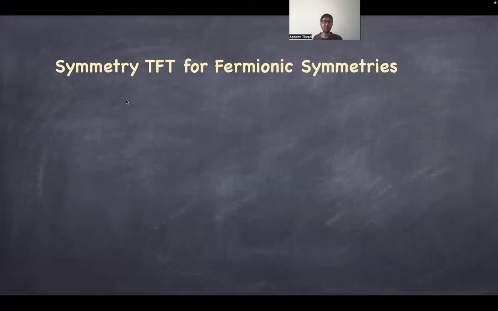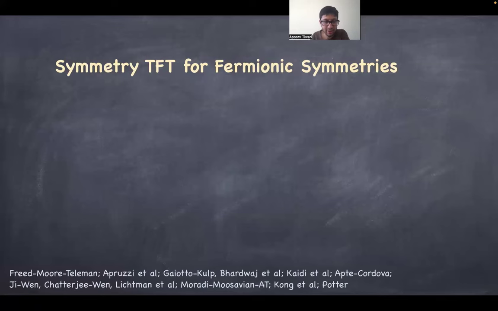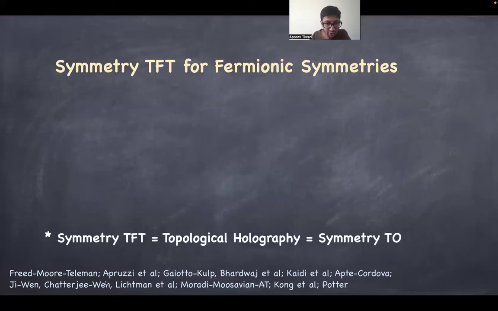So now I'll move on to describing symmetry TFTs for fermionic systems. And of course, in the last years, this has emerged as a very important method, and it's extremely powerful. This is a very partial list of references, but this is used for many things to study categorical symmetries. I should also say it's referred to using different names in different communities. In condensed matter, people usually call a symmetry TFT topological holography or symmetry TO, or sometimes categorical symmetry.